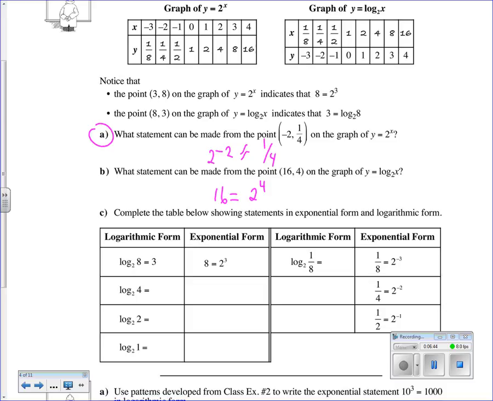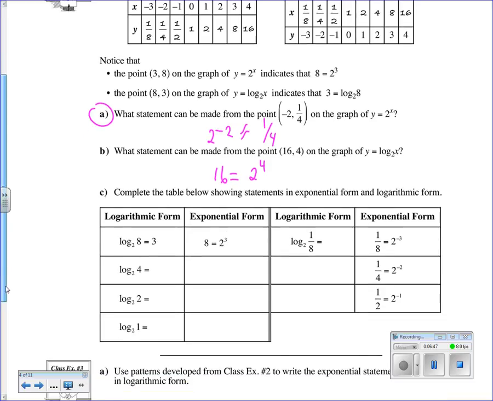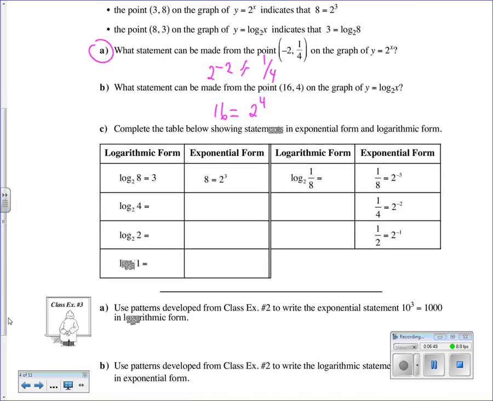And we can do some translating down here, looking at my log statement. 2 to what power is 4? Well, that's 2 to the 2. 2 to what power is 2? That's 1. 2 to what power is 1? Well, that's 0. That's the weird one. So in the exponential form, it's 2 squared is equal to 4. 2 to the power 1 is equal to 2. 2 to the power 0 is equal to 1.